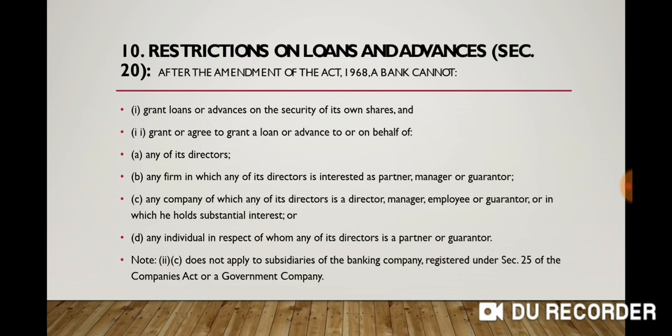Tenth, restrictions on loans and advances. Section 20. After the amendment of the Act in 1968, a bank cannot: first, grant loans or advances on the security of its own shares. Second, grant or agree to grant a loan or advance to or on behalf of any of its directors, any firm in which any of its directors is interested as partner, manager, or guarantor, any company of which any of its directors is a director, manager, employee, or guarantor, or in which he holds substantial interest, or any individual in respect of whom any of its directors is a partner or guarantor.